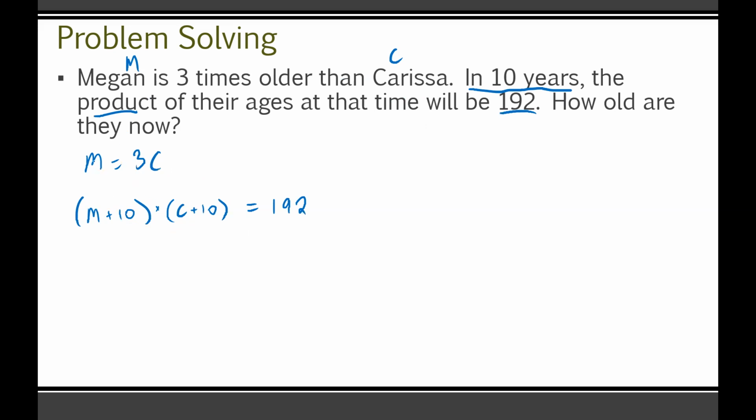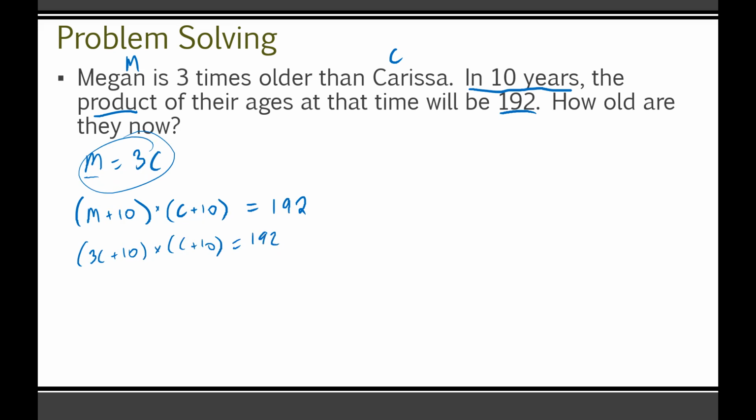We can fix this, though, with understanding that Megan's age is just 3 times Chris's age, this right here. So we can replace M with 3C. So watch what happens if I do that. It'd be 3C plus 10 times C plus 10 equals 192, right?